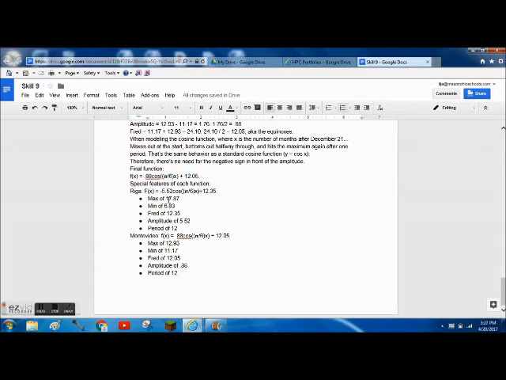The special features of each function. Riga, whose function was this, has a maximum of 17.87, a minimum of 6.83, a vertical shift of 12.35, an amplitude of 5.52, and a period of 12. Montevideo, which has this function, has an amplitude of 0.88 reflected here, and a period of 12. It got stretched by this. This acts as the stretching, and a vertical shift of 12.05, a minimum of 11.17, and a maximum of 12.93.